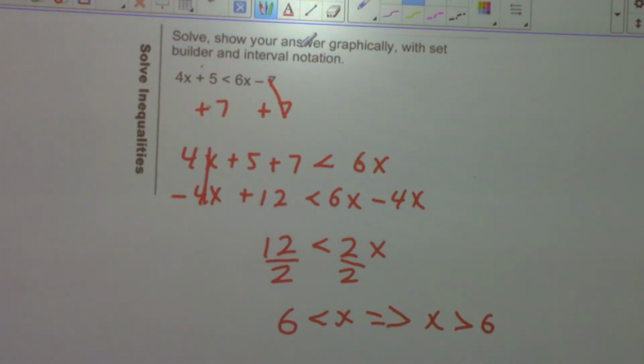Now it says, show your answer graphically with set builder and with interval notation. Now, one thing I didn't get right, how would you show an answer graphically here? How would you do that? Okay, this is how you would do it.